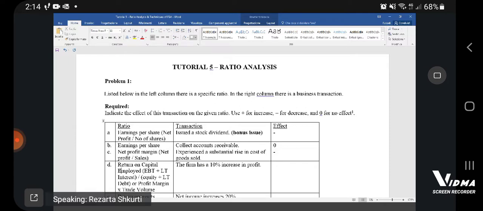So let us first calculate the impact of the increase in profit. If we have a 10% increase in profit, the numerator, the earnings before taxes adjusted with long-term interest, will increase, but we have no change in equity or long-term debt. So the ratio itself will become larger. Are you okay with that?